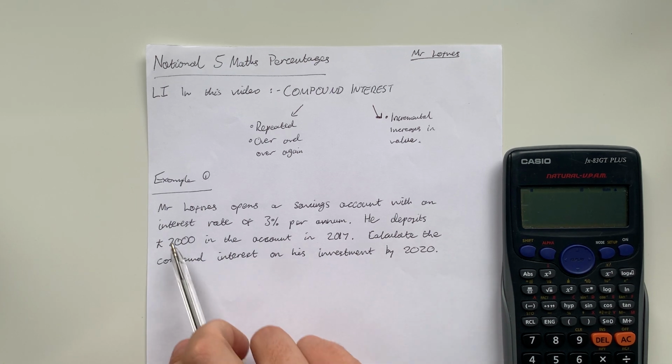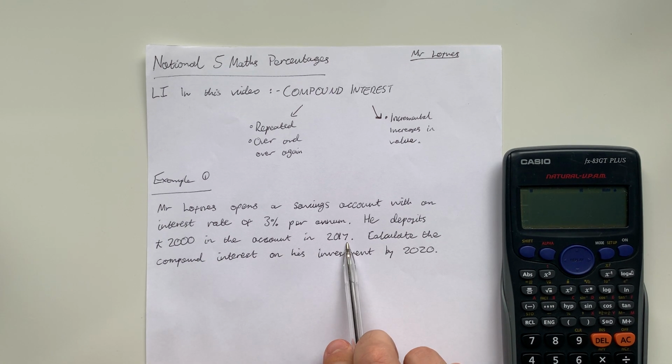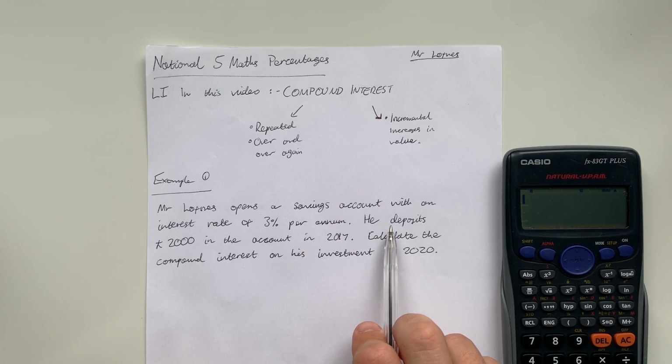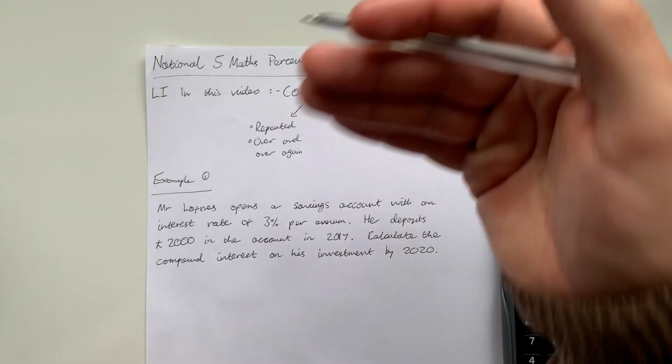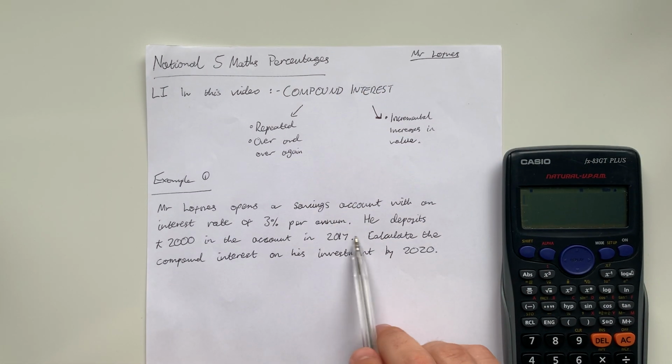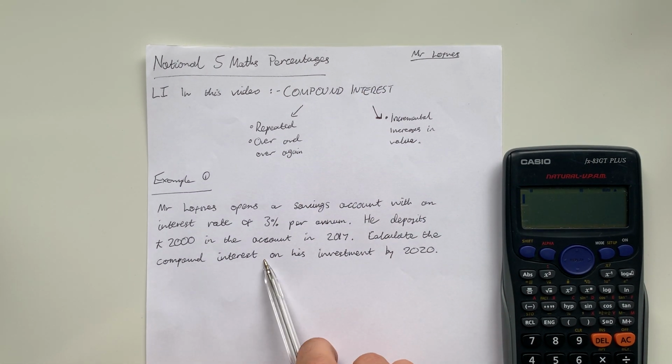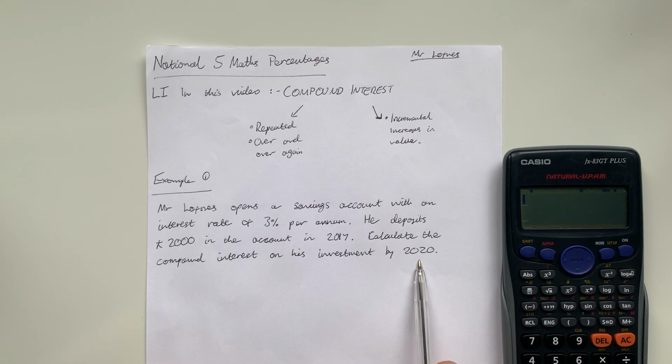He deposits £2,000 in the account in 2017. Deposit means you're putting in. If you're taking out, it's called a withdrawal. So deposit means put in, withdrawal means take out. Calculate the compound interest on his investment by 2020.